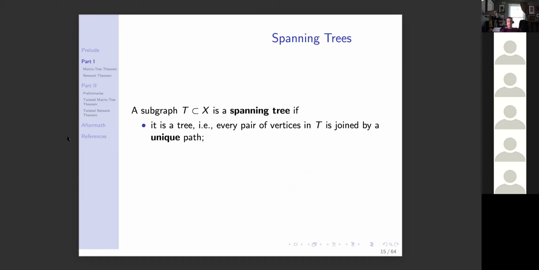A subgraph, that is a collection of vertices and edges that form a graph itself, T is a spanning tree inside X. If it's a tree, that means every pair of vertices is not only joined by a path, but by a unique non-backtracking path, right? So it's joined by a unique path. And the spanning part of this definition is that the vertices of T and X coincide. So T contains all the vertices of X. So that's a spanning tree. And that's the most important definition you're going to have today.